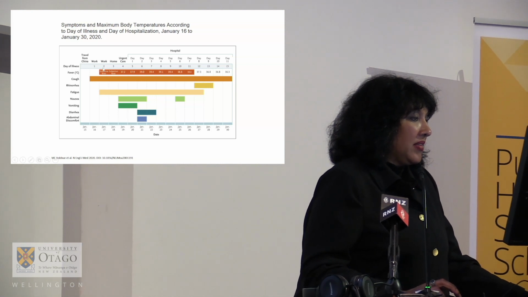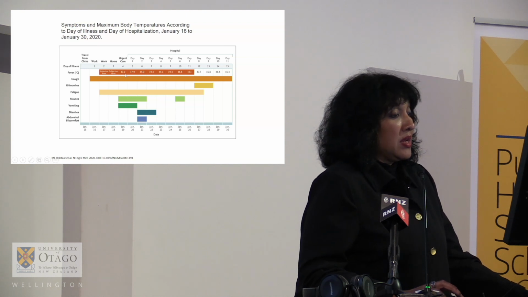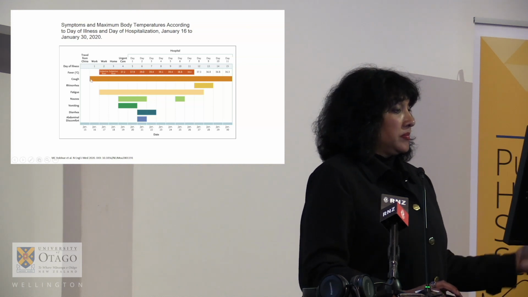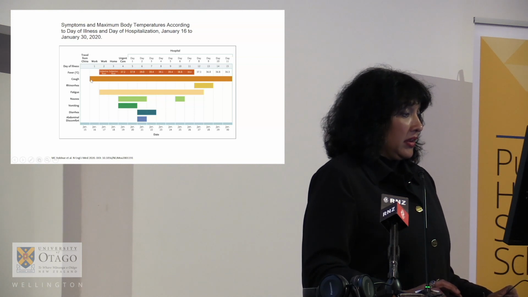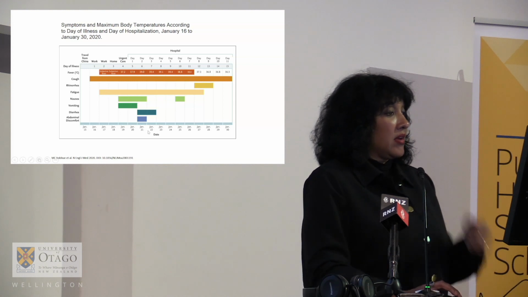Here, between day 1 and 2, he felt he had a fever. I think he didn't go to hospital until day 4, and the temperature then was 37.2. And then it shows the cough actually preceded the fever and was the earliest symptom, fatigue around the same time as the fever, and then the nausea, vomiting, diarrhea, etc.